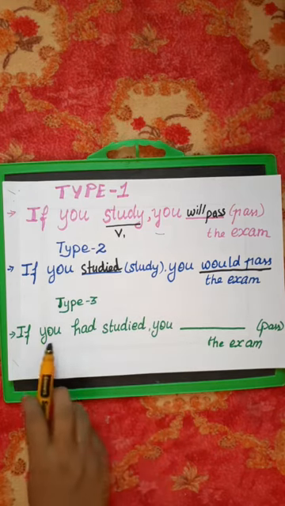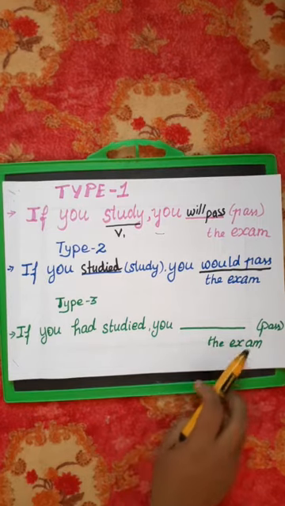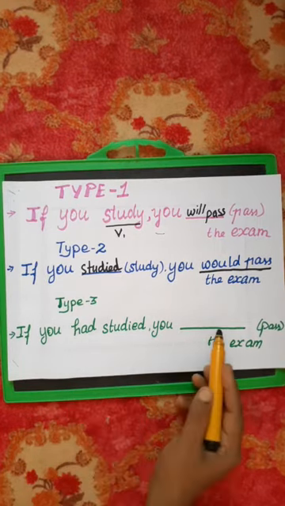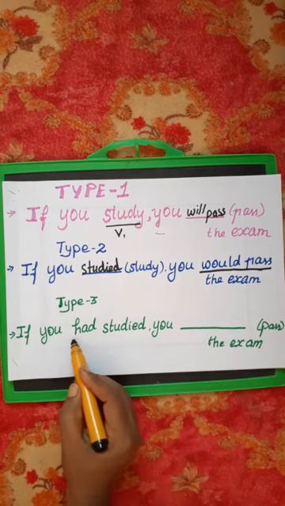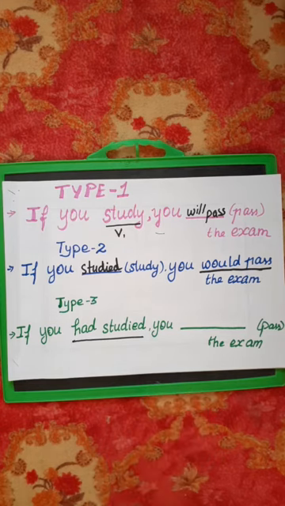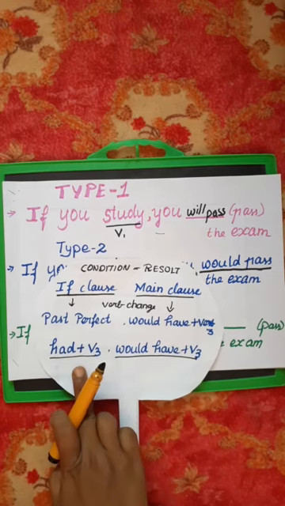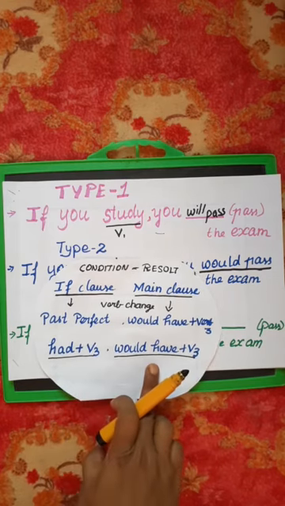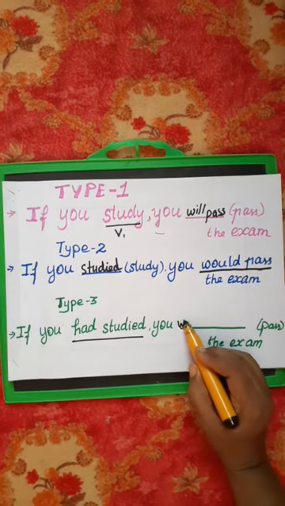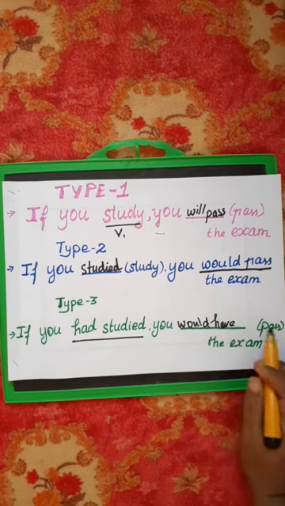Then type 3. If you had studied, you dash pass the exam. Here the dash is given in the main clause, so let us see the if clause verb. Had studied, had plus V3. This comes under type 3. Had plus V3 means what do we have to use? Very good. Would have plus V3. So what is the answer here? Would have. What is the third form of pass? Passed.